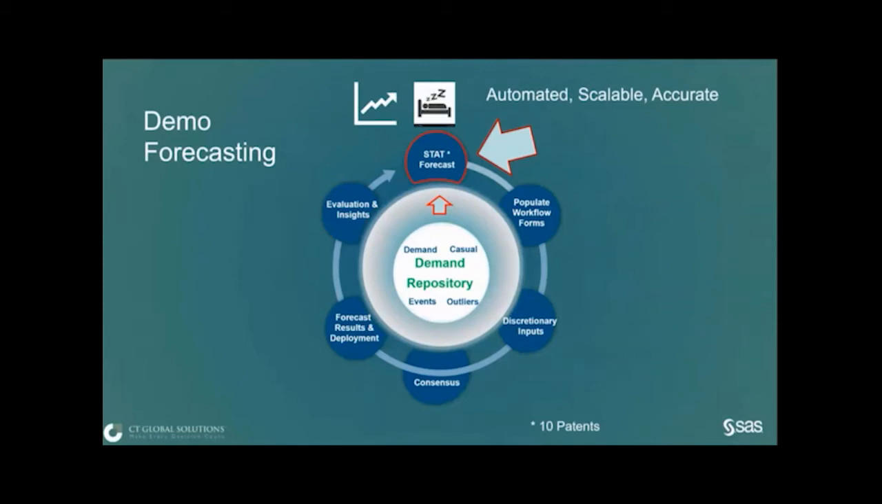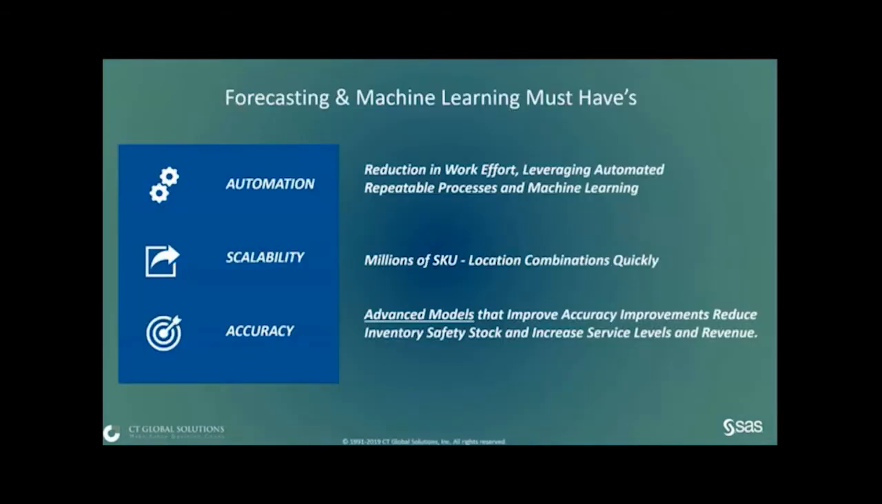So the next thing that we're going to do is the statistical forecast. I want to emphasize this area has many patents associated with it. The automation that's occurring here behind the scenes means you don't have to rely on statisticians or data scientists. You just present the data to it, and the system will actually produce the forecast. And again, the must-haves associated with these patents are automation, scalability, and accuracy.